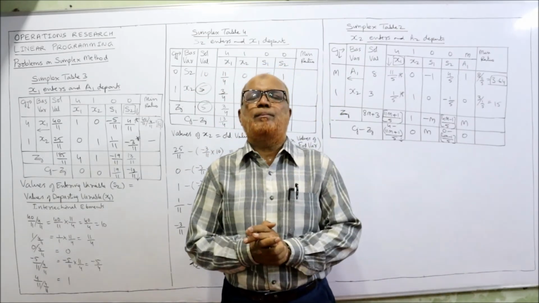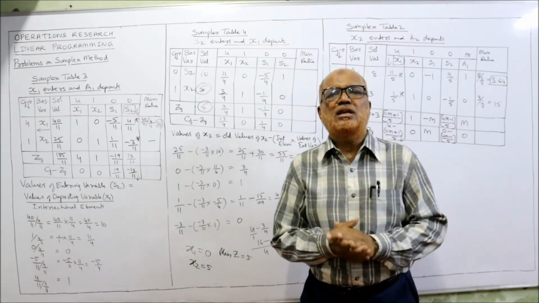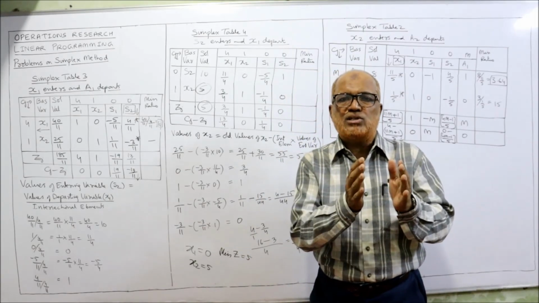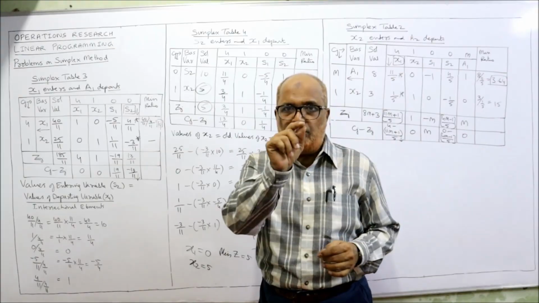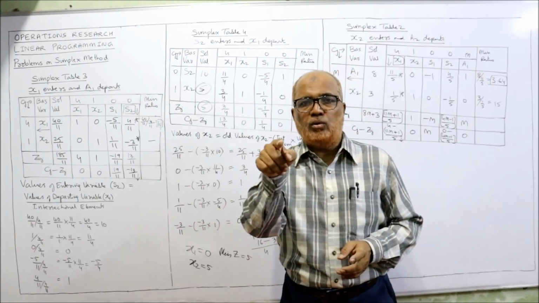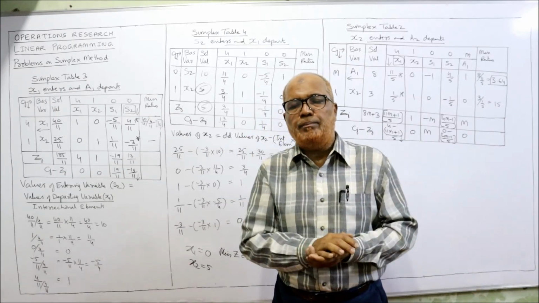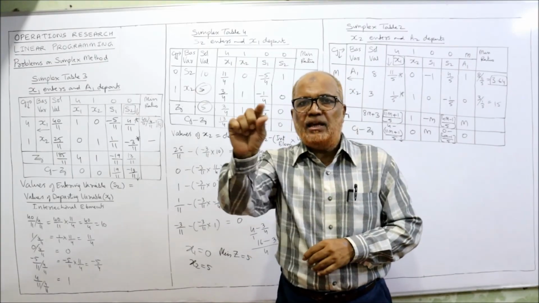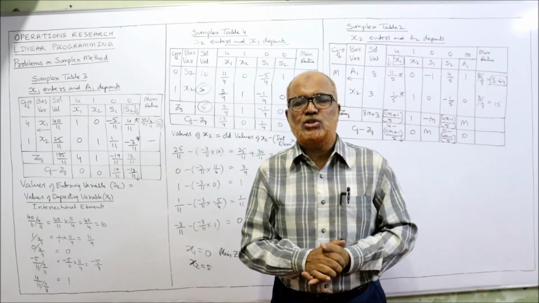So I have completed 3 problems on maximization and 3 problems on minimization. The next 3 problems we will solve on mixed constraints. Mixed constraints means some constraints are less than or equal to type and some are greater than or equal to type, and some constraints may be equations. There you have to be very careful, recall: for less than or equal to type, we add the slack variable. For greater than or equal to type, we deduct the surplus variable and add the artificial variable. If it is already an equation, only the artificial variable is required. That we'll do in the next problem.